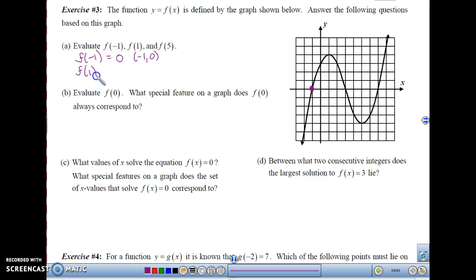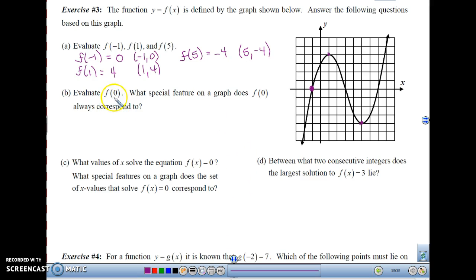So what is f of 1? F of 1, when x is 1, y is 1, 2, 3, 4. F of 1 is equal to 4. This is actually the point 1, 4. And f of 5, when x is 5, what's y? Y is negative 4. So that's actually the point: x is 5, y is negative 4. So when you input 5 into this function, your y value is going to be negative 4. That's what you're looking at.